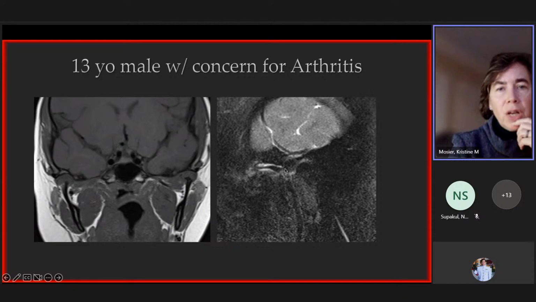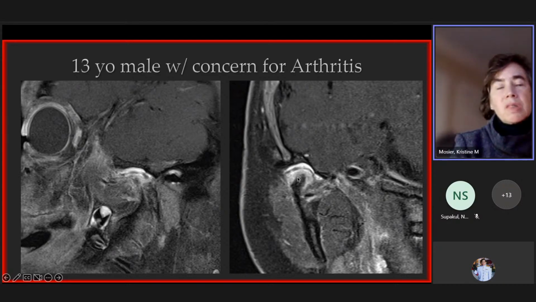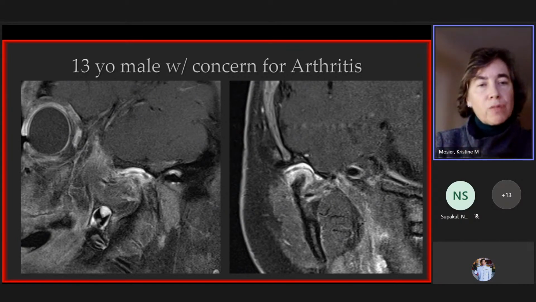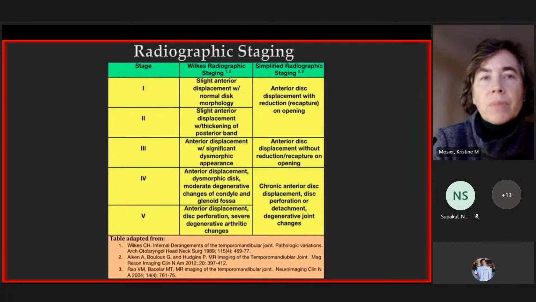If we look in our T2 weighted image, we have superior and inferior joint space effusions. And we look in our post-contrast images, we really have significant enhancement of the synovium, and you see here really pretty significant pannus as well. So this is somebody that certainly has significant arthritis with pannus formation in this unfortunate young gentleman.